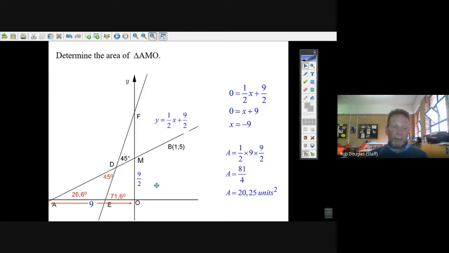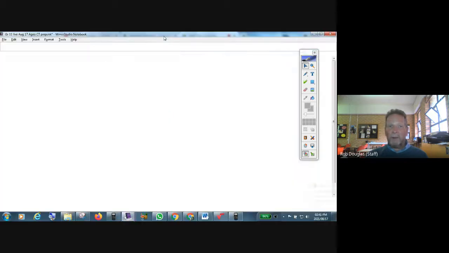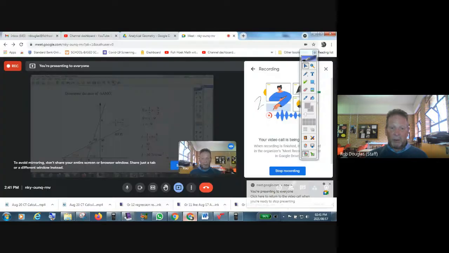That was a little bit tricky. You just had to think, okay, there is a triangle there. If I have that y coordinate and I have that x coordinate, I've really got the base and the height. And all I have to do is 1/2 the base times the height. And there's your answer. And that's the last question of this grade 11 analytical geometry question from an exam.